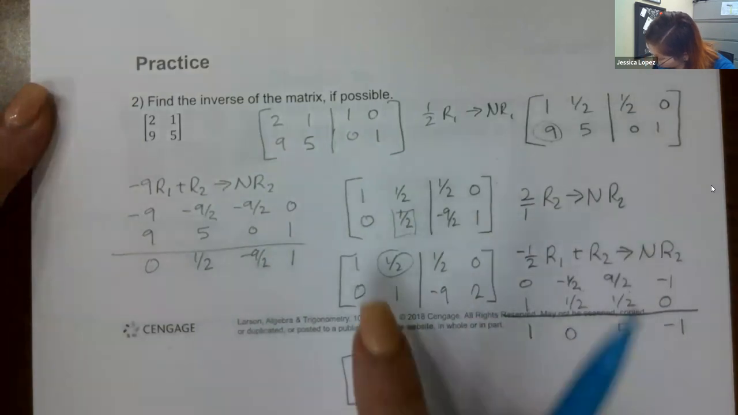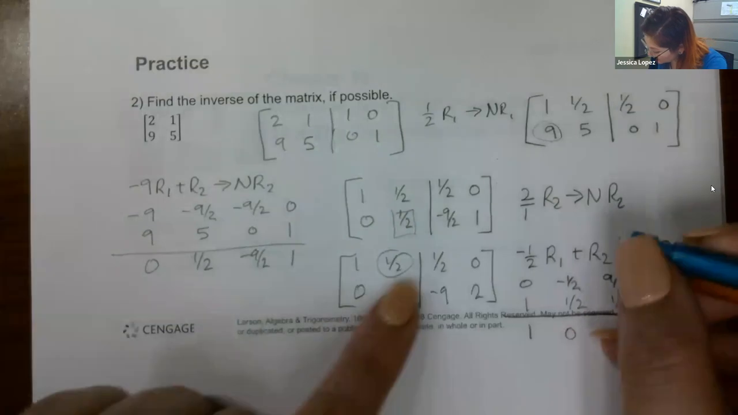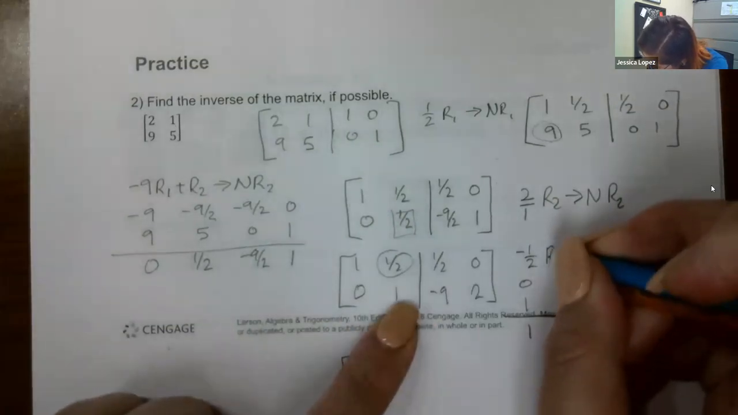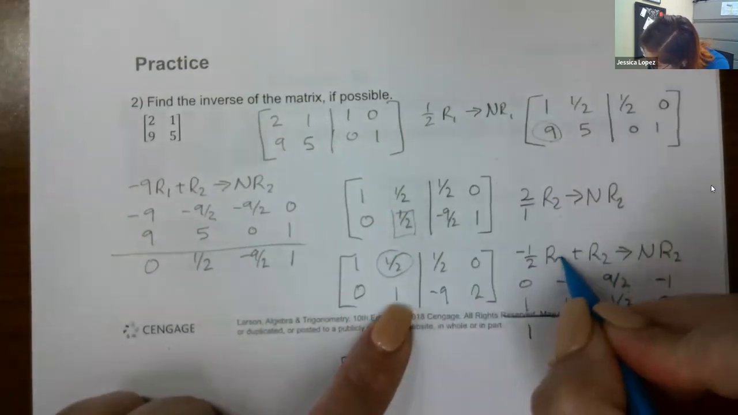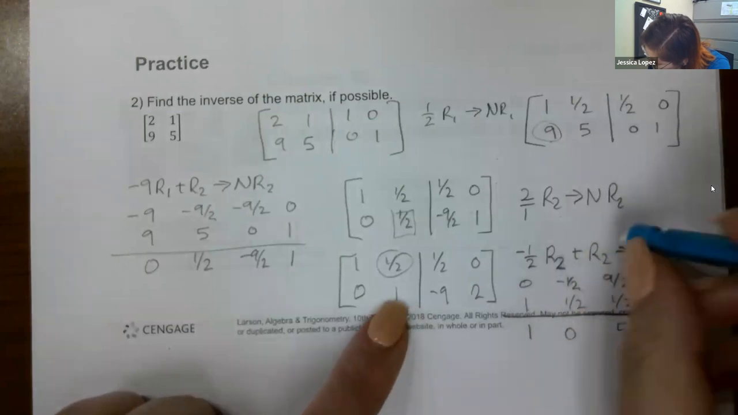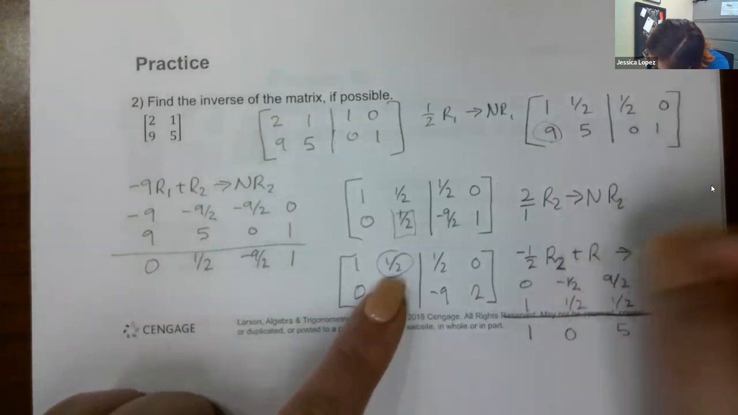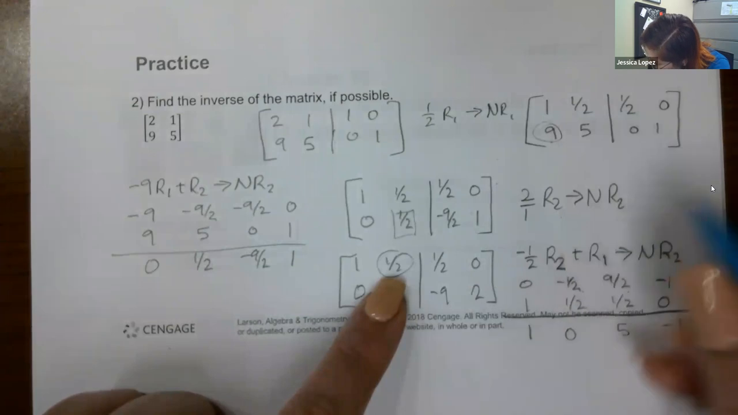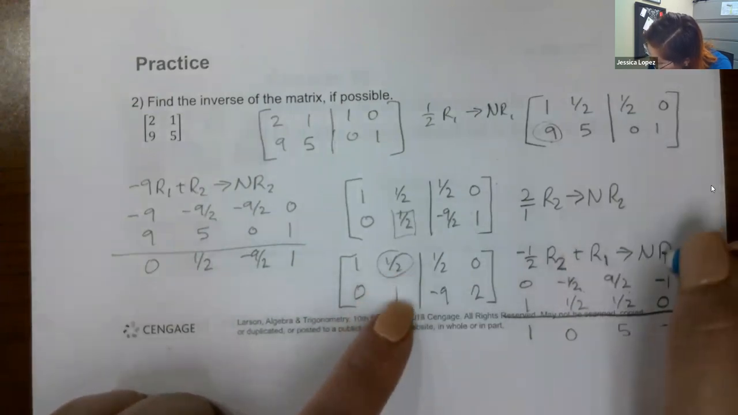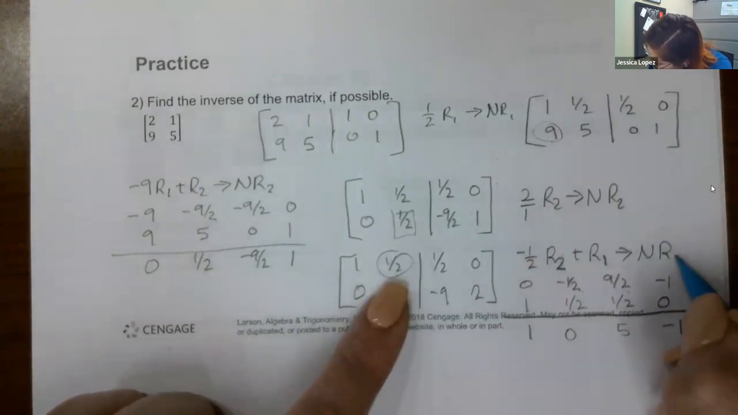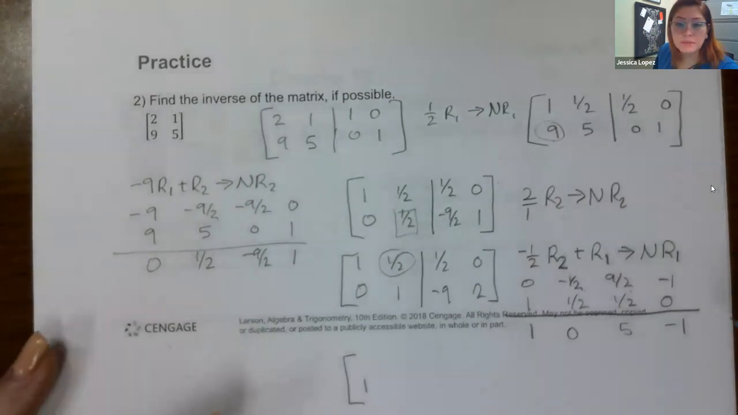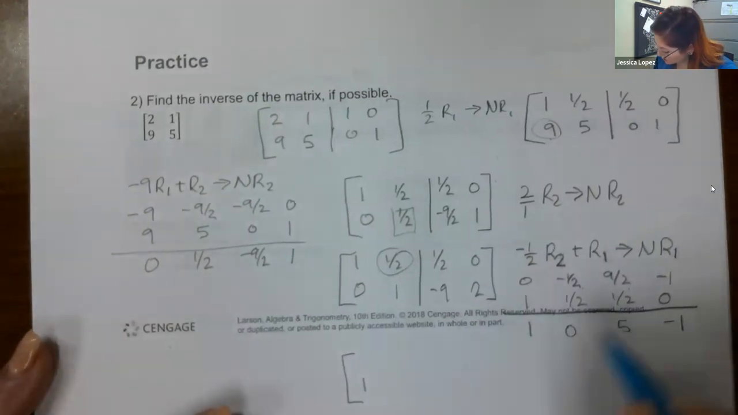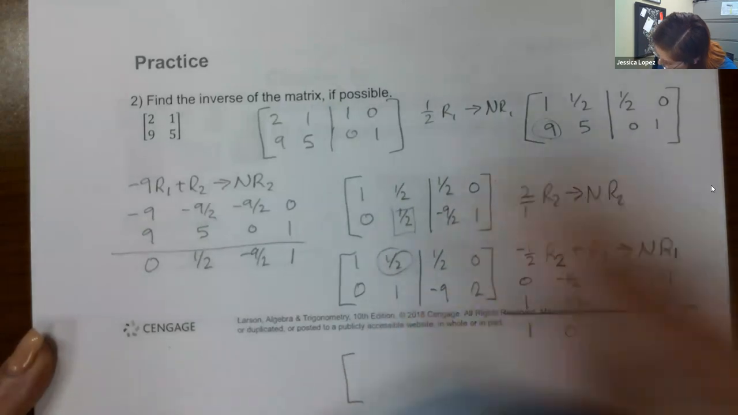Oh wait, something happened. I'll try and change R1. So it's actually -1/2. It's just my labels are wrong. -1/2 times the row with the leading coefficient plus row one, so they could turn to 0 in R1. I said the right thing, but then I wrote down the wrong subscripts. So it's actually R1 that's getting replaced.